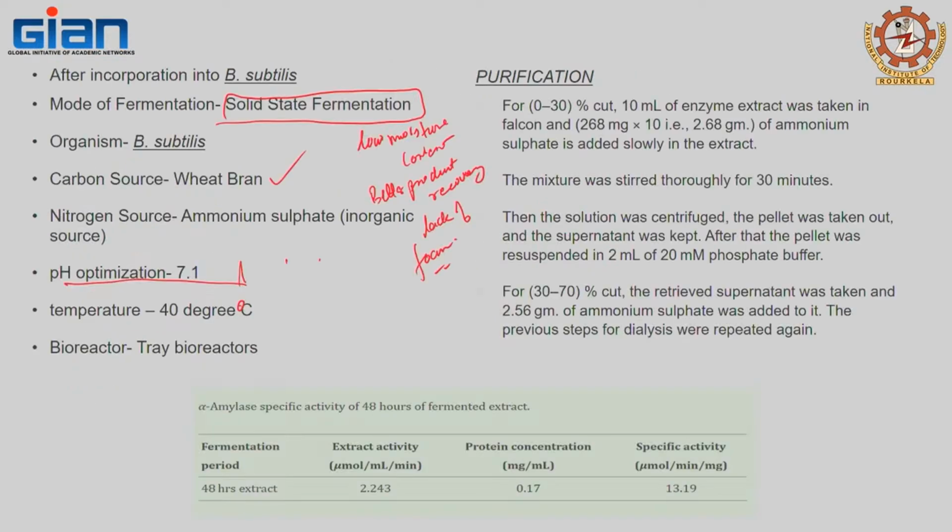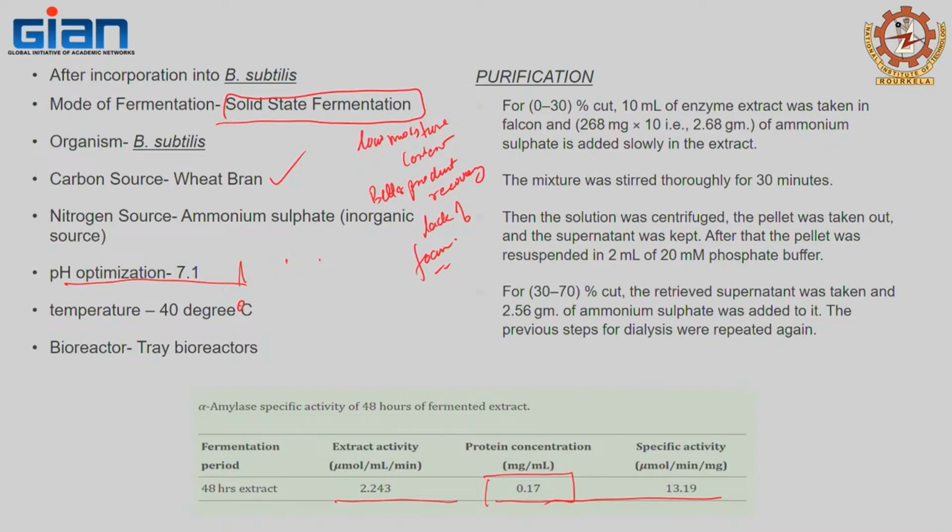The data that we get is: protein concentration is 0.17 mg per ml, the extract activity was 2.243 micromole per ml per minute, and the specific activity was 13.19 micromole per minute per mg for 48 hours of extract.